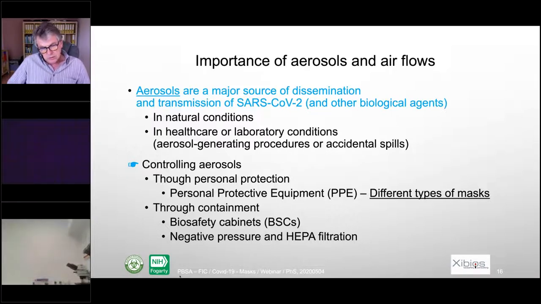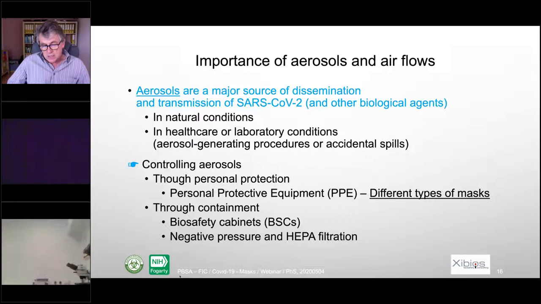The first series of measures are related to containment. Biosafety cabinets are devices that have been developed on purpose to control aerosols. Of course, we can use biosafety cabinets in most laboratory situations, but not in a healthcare setting, for instance. In that case, you cannot work with a patient in a biosafety cabinet, of course. A second way to do it through containment is using negative pressure and HEPA filtration.